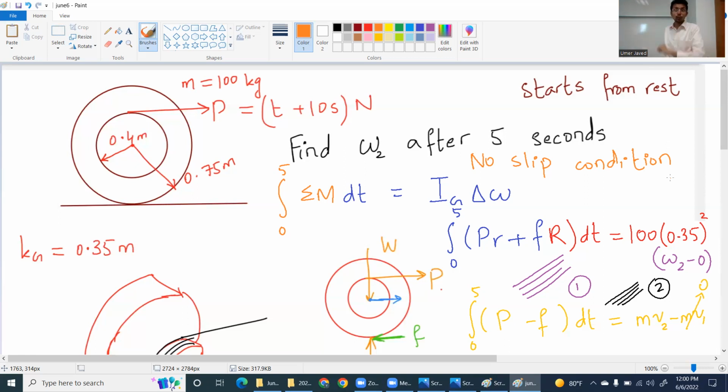This is a no slip condition. So consider it like this. If I have an object, a big drum, and I want to roll it like this, and there is no slipping happening, how on earth does it want to roll? Probably because the friction is in that direction. So makes sense. For sure. Yeah.